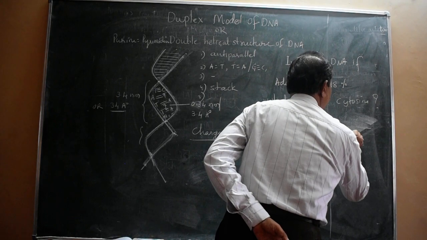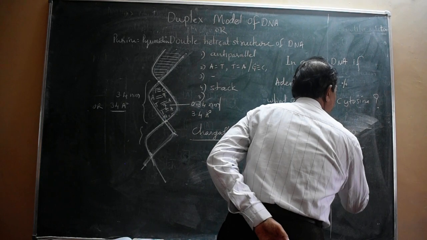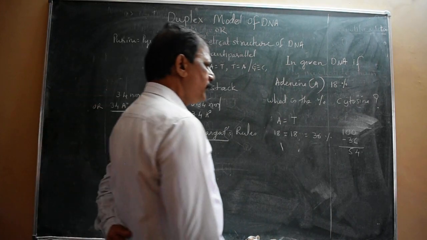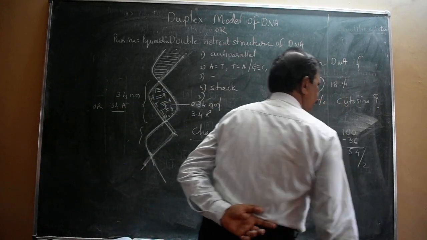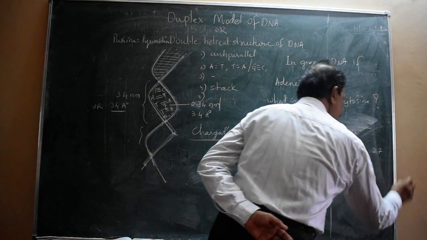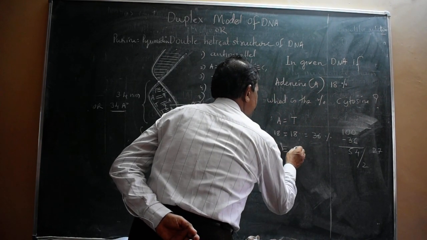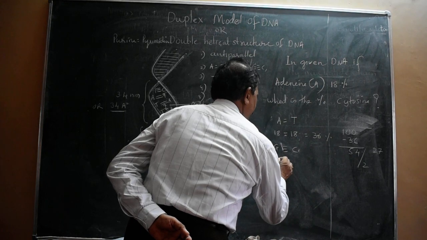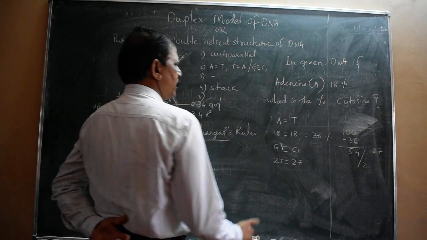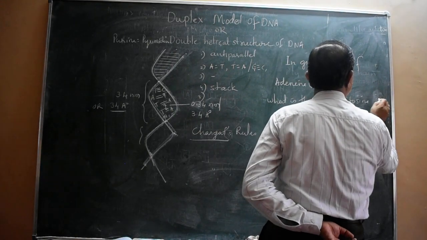Now if you subtract 36 from 100, you will get 64. Isn't it? Now 64 half is how much? 64 half is 32. So here guanine triple bond cytosine. So guanine 32 is equal to cytosine 32. Then the question is what is the percentage of cytosine? So cytosine is how much? The 32%.